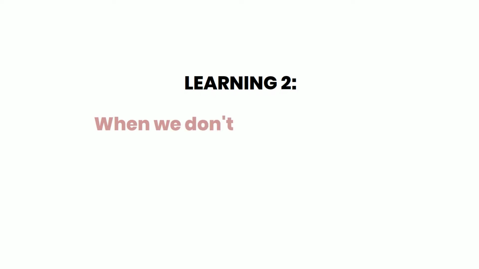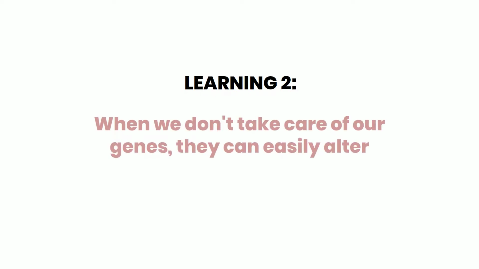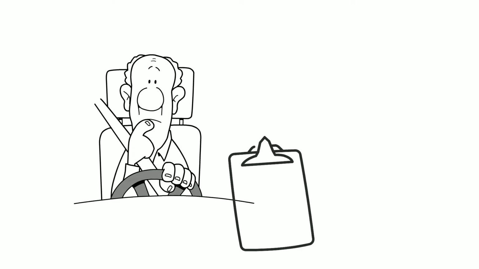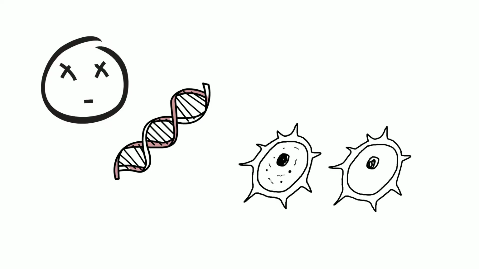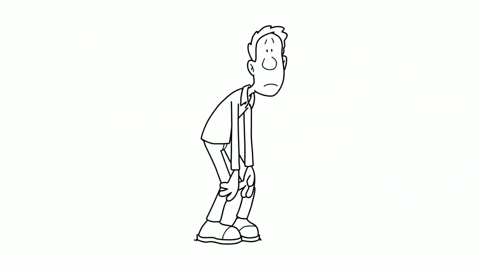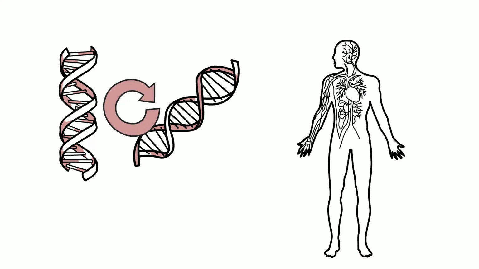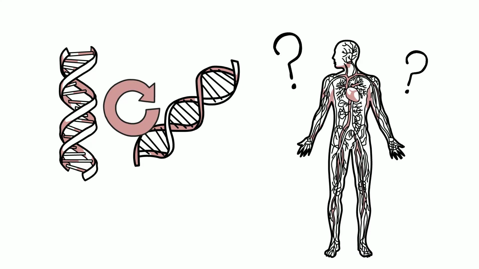Learning 2. When we don't take care of our genes, they can easily alter. The aging process is a complex process that's influenced by many internal and external factors. Essentially, it's a loss of information in our DNA. The short of it is that our genes lose the ability to replicate healthy cells, and as a result, we lose the ability to reproduce good genes. Incorrect gene replication causes DNA to change, which occurs because the body forgets how to reproduce them correctly.